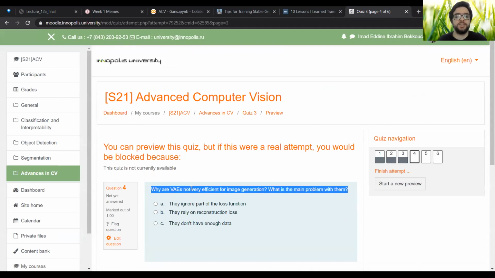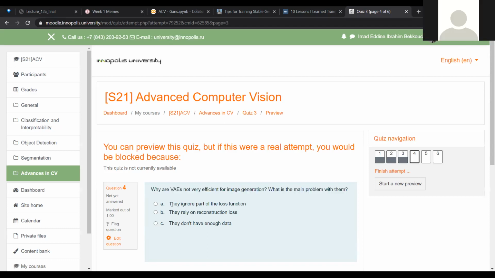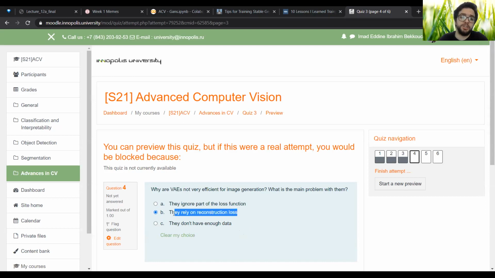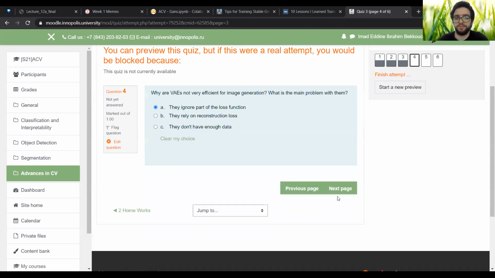Why are VAEs not very efficient for image generation? So why are they not the current state of the art for image generation? What is their main problem? Is it because they ignore part of their loss? Yes, because they have three components. Exactly. Is it because they rely on reconstruction loss? No. Is it because they don't have enough data? Also no, because they have the same data as GANs, right? It's because they ignore some part of their loss, which is not differentiable.